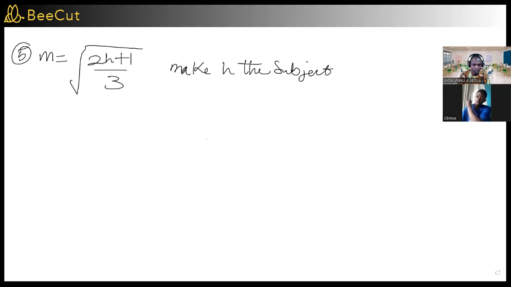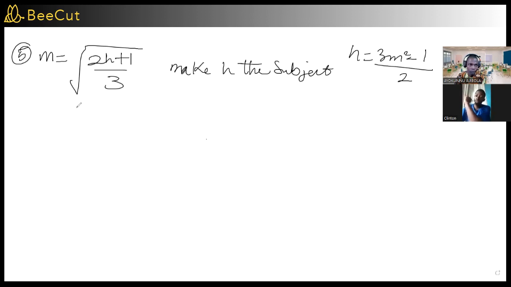I think I've gotten it. Okay, so what is your answer? I got H equals 3M squared minus 1 over 2. 3M squared minus 1, everything over 2, right? The 3M squared minus 1 is over 2. Okay, everything.